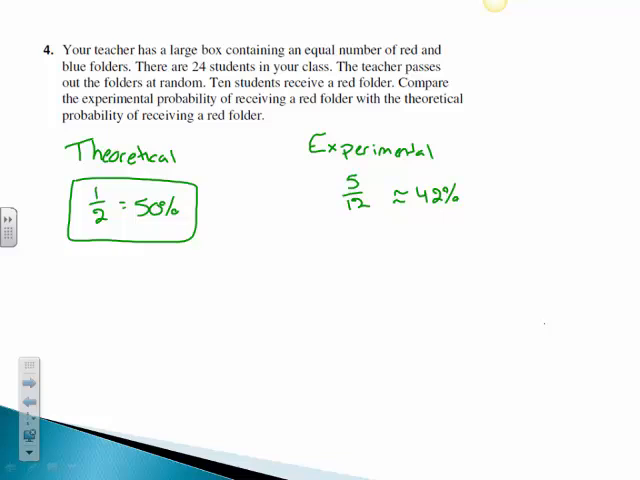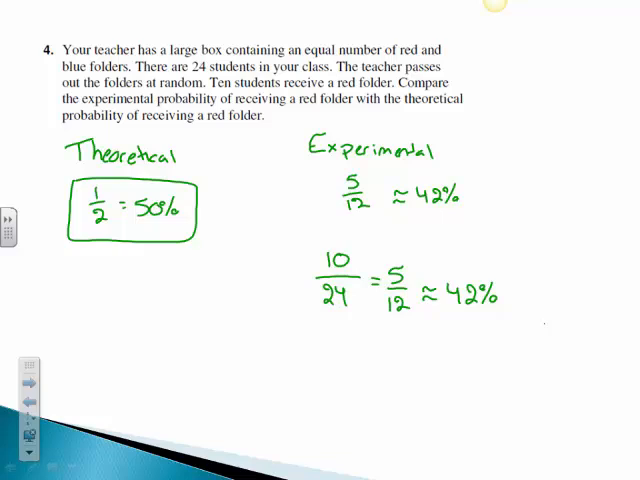Now the experimental probability says there are 24 students in your class, and the teacher passes out the folders at random, and 10 students receive a red folder. So that means 10 out of 24 students got a red folder. You simplify that to 5 out of 12, and you get about 42%. Now I say about because I rounded it.